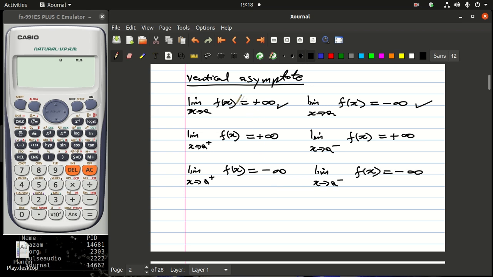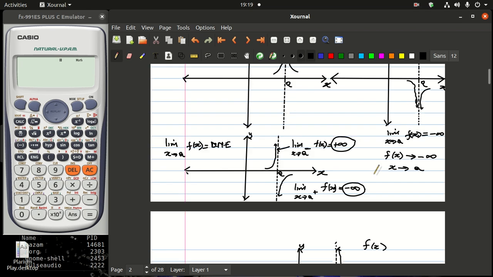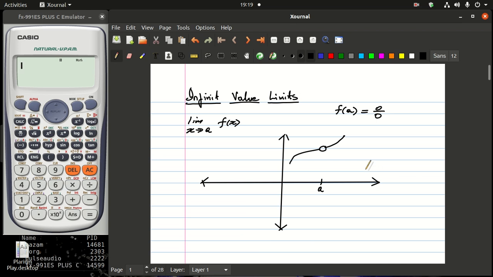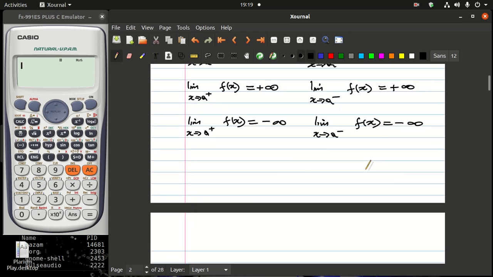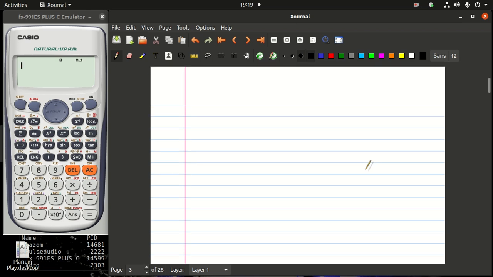Because if it obeys this, then it obeys this one and that one at the same time. If it obeys this, then it obeys this one and that one at the same time. Or if it obeys this one, then it obeys this one, but still we have a vertical asymptote. So that's what this lesson is all about, vertical asymptotes. Now, how do we know that we have a vertical asymptote if you are actually given a function? How do we know? That's the question that we have.